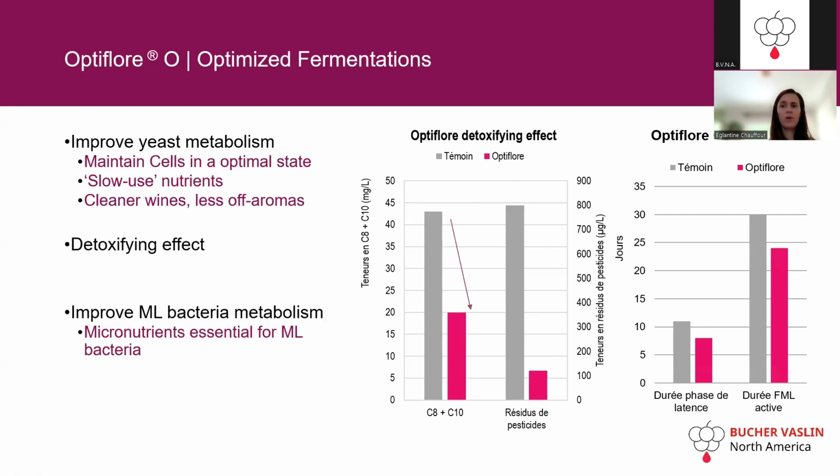The other thing that Optiflor O can do is that, by having this detoxifying effect, reducing the pesticide and the C8, C10 concentration, plus there are some micronutrients that are essential for bacteria in the Optiflor O. Bacteria can use some amino acids present in the formulation of Optiflor O. We really help having a lower lag phase for the bacteria and a better malolactic fermentation. This is very important when you do co-inoculation, bacteria and yeast. Using just one nutrient such as Optiflor O will be enough for both of them.